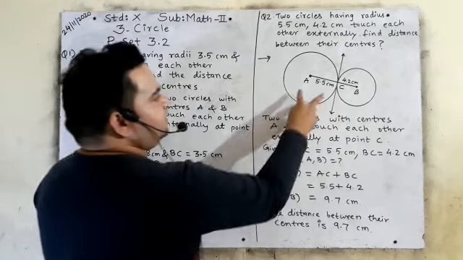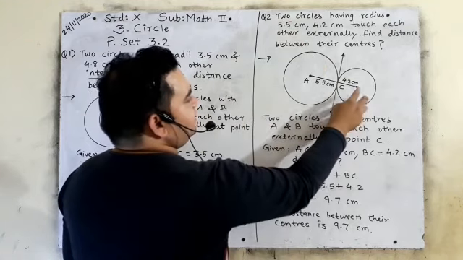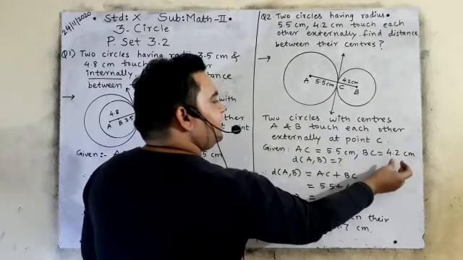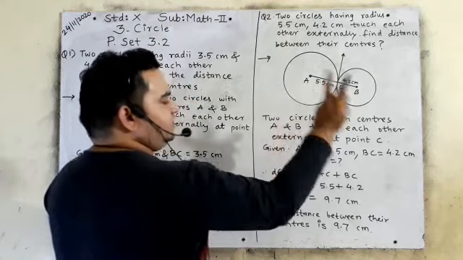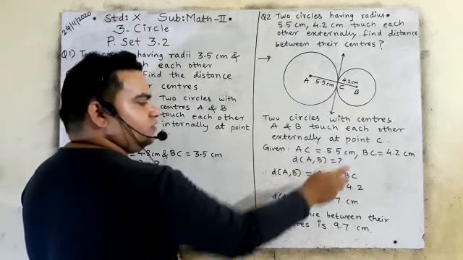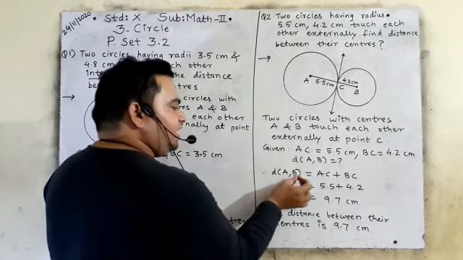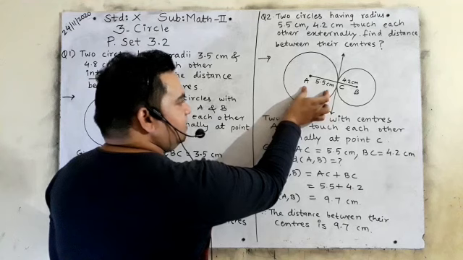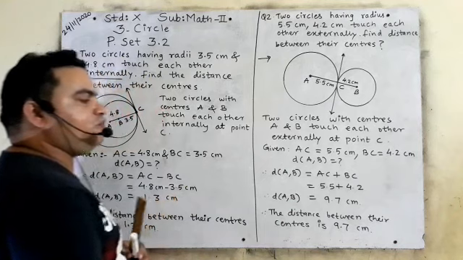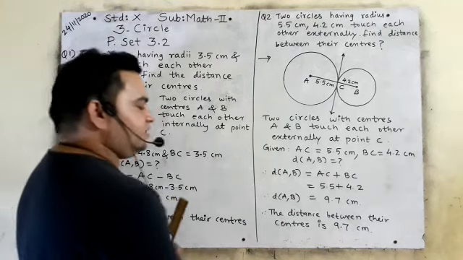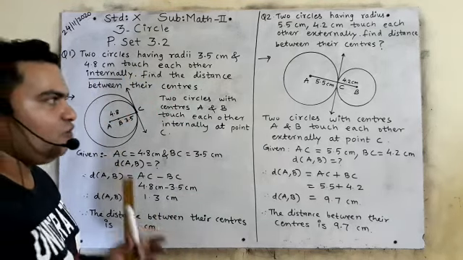Now I will write what is given. AC is the bigger radius, so AC is 5.5 centimeter. BC is the smaller radius, so it is 4.2 centimeter. We have to find the distance between these two centers, so distance between A and B is equal to question mark. I hope you understood. Therefore, distance between A and B is equal to AC plus BC, 5.5 plus 4.2, the answer will be 9.7 centimeter. Therefore, the distance between their centers is 9.7 centimeter. I hope you understood.